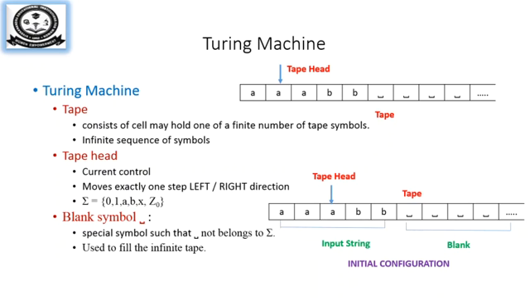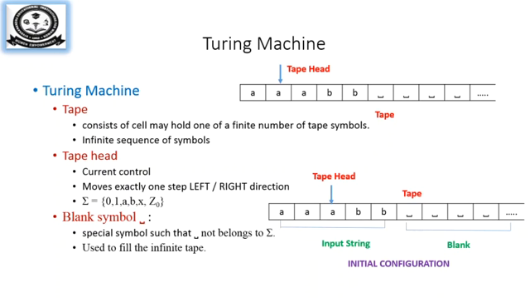If the input string is over, the remaining spaces will be filled up with a blank symbol. The blank spaces will be represented using a blank symbol. It does not belong to the terminal symbols. A blank symbol is not a terminal symbol. This blank symbol is used to fill the infinite tape. So the remaining part of the tape will be blank except for the input string.